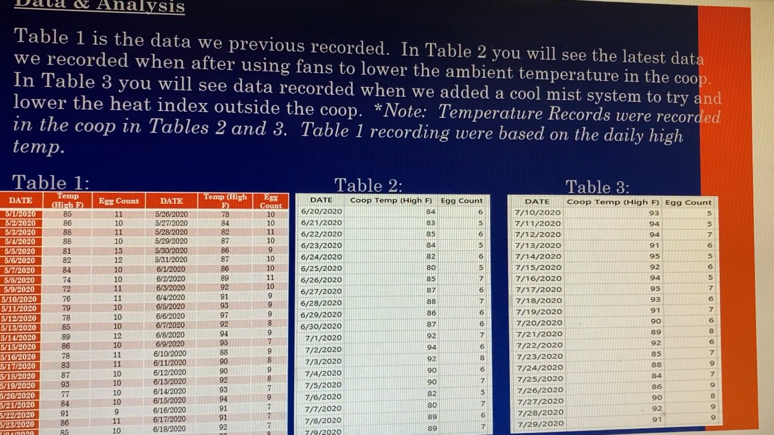So what we did was we took some data. The data in table 1 was our readings early on, before we had any kind of controls implemented. Table 2 represents the data that we got when we added a fan, and we didn't see the results we wanted to see. So we added a third data set that represents us adding a cool mist system to the run. This is the outside of the coop where they stay most of the time.